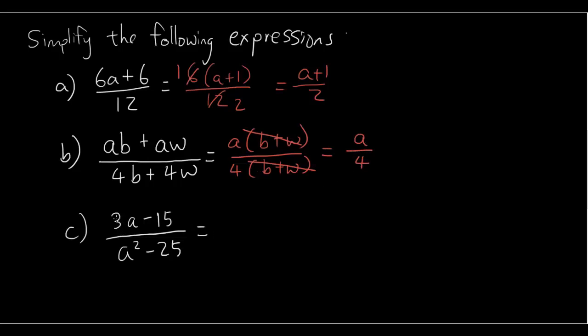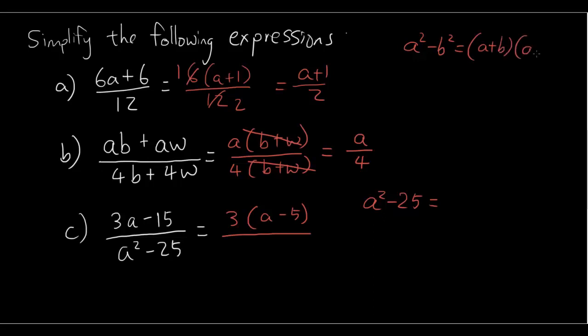Third one, again, 3 and 15. 3 is obviously a common factor, so we're left with 3 bracket a minus 5. Now, the bottom part, a squared minus 25. Let's have a look at how to factorize this one. If you remember the equation, a squared minus b squared equals a plus b, a minus b.